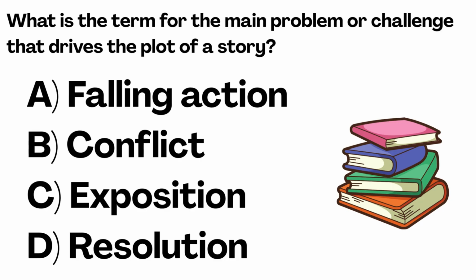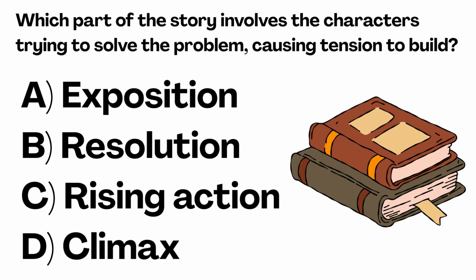What is the term for the main problem or challenge that drives the plot of a story? Falling action, conflict, the exposition, resolution. The correct response is conflict. Which part of the story involves the characters trying to solve the problem, causing tension to build? The answer choices are the exposition, resolution, rising action, climax. The correct response is rising action.